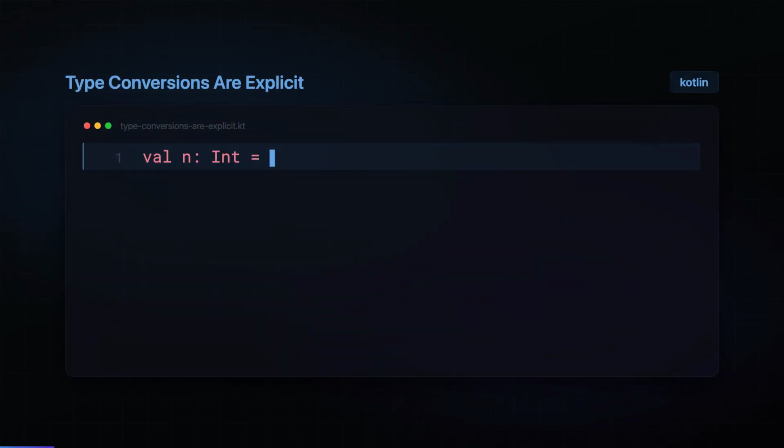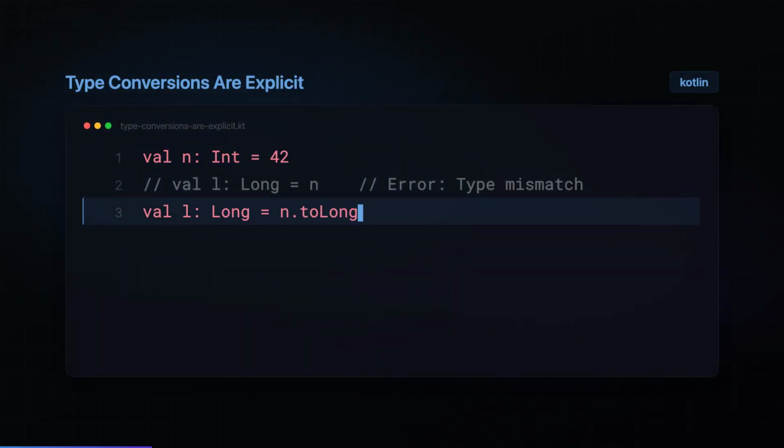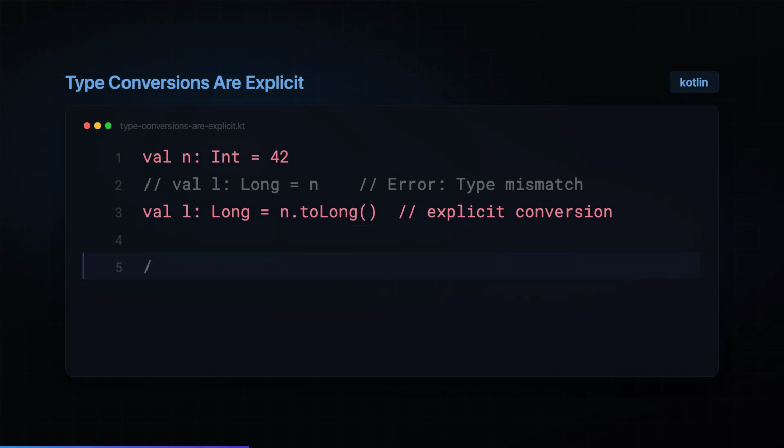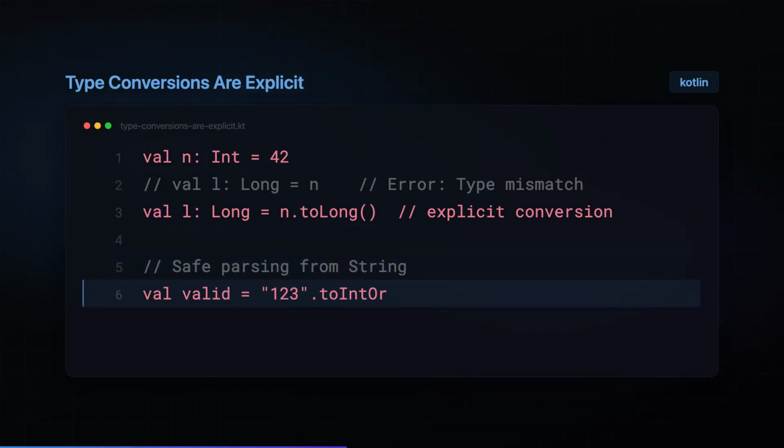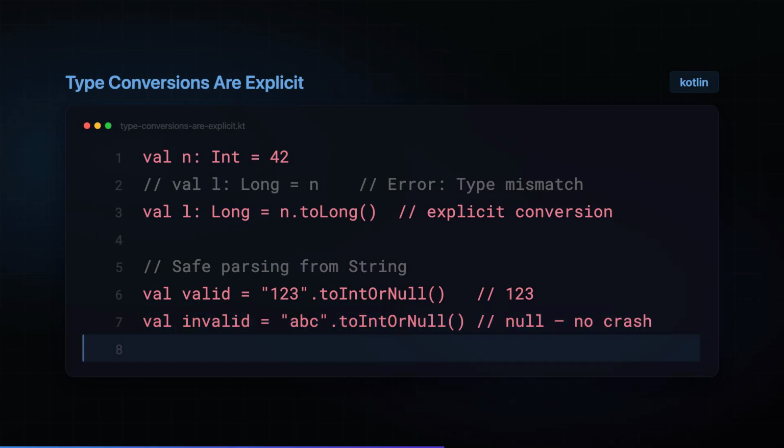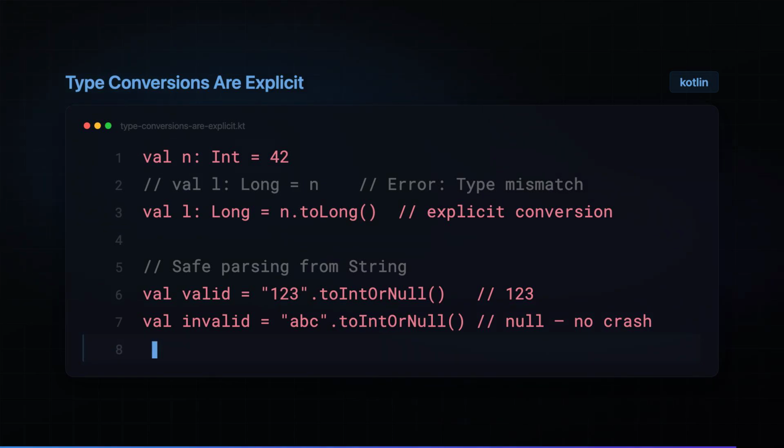Unlike Java, Kotlin never silently widens numeric types. Assigning an int to a long is a compile error. Call toLong explicitly. toIntOrNull is the safe variant. It returns null instead of throwing NumberFormatException when the string is not a valid number.